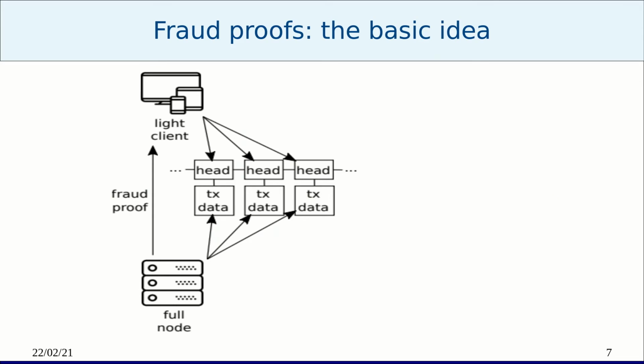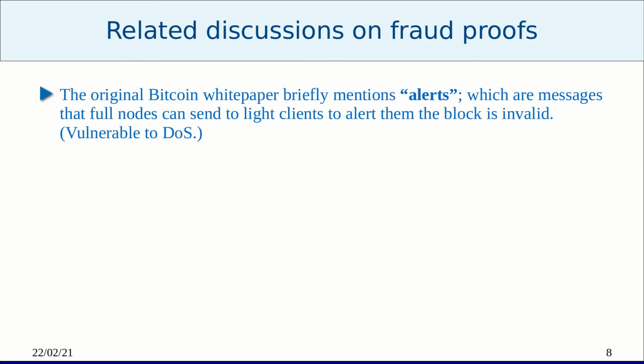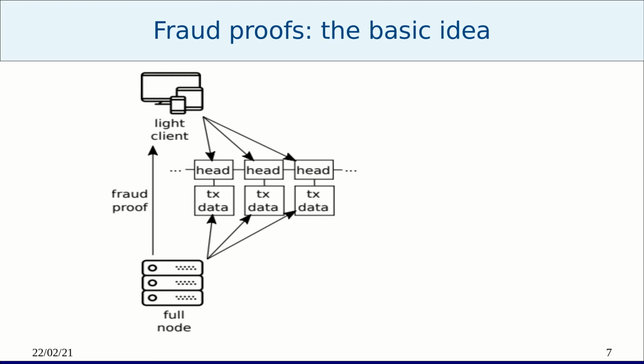So the basic idea of a fraud proof is that if you consider that a block consists of two components, the block header and the transaction data of that block, where the header could, for example, include the Merkle root of that transaction data, then the idea is that a full node can, if they detect an invalid transaction in that block, send a very succinct proof to the light client to prove to them that the block contains an invalid transaction, which consists of simply that invalid transaction and some other data that we will discuss in a moment.